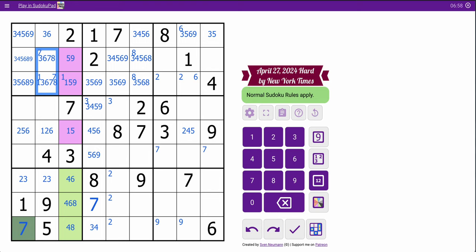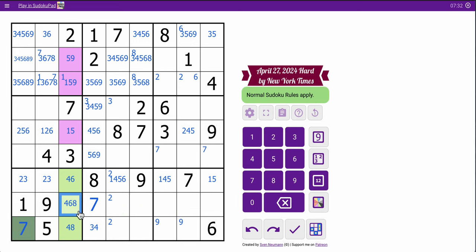Okay, row 7 might be helpful because I have 5 digits, 2, 3, 7, 8, 9. I need 1, 4, 5, and 6. That can't be 6, and that can't be 4 or 6. That is 1 or 5 only. Let's see. Oh, well, actually, wait a minute. Those can't be 6. So 6 can be here or there.